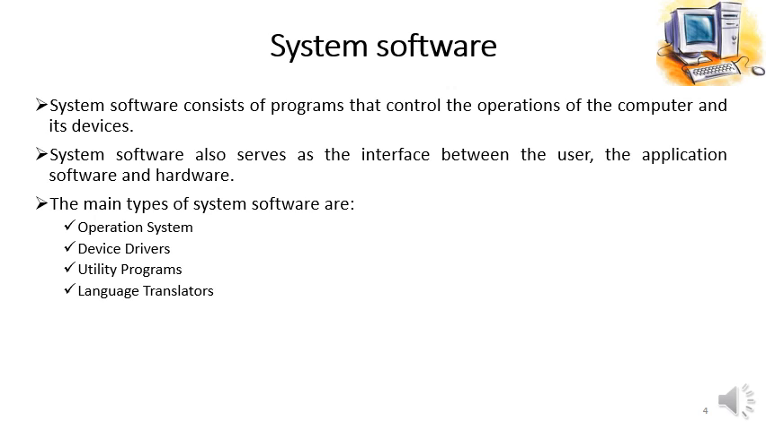Device drivers are there for each and every peripheral device. There are specific device drivers which need to be installed before using that specific device. Utility programs are there which perform the operations related to the management of the computer system, and language translators are also there. We will discuss all these four different types of system software in more detail in the coming lesson, but here we have to just define the system software and mention its main types.